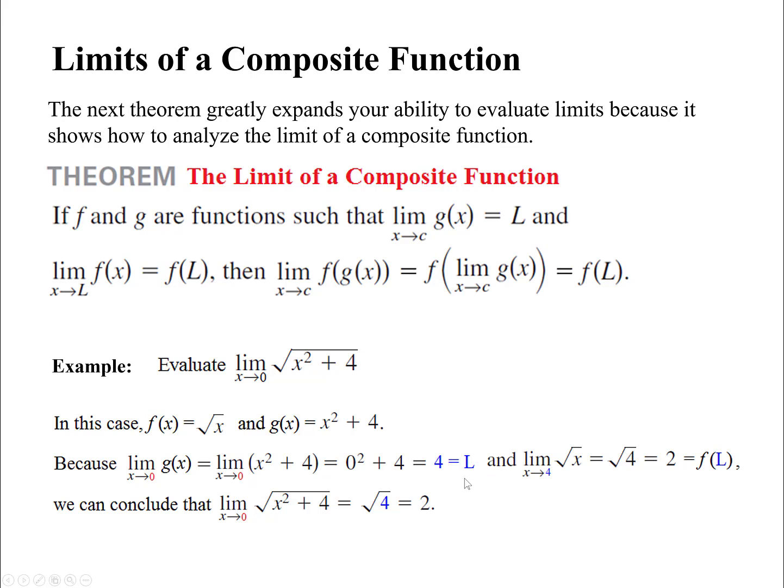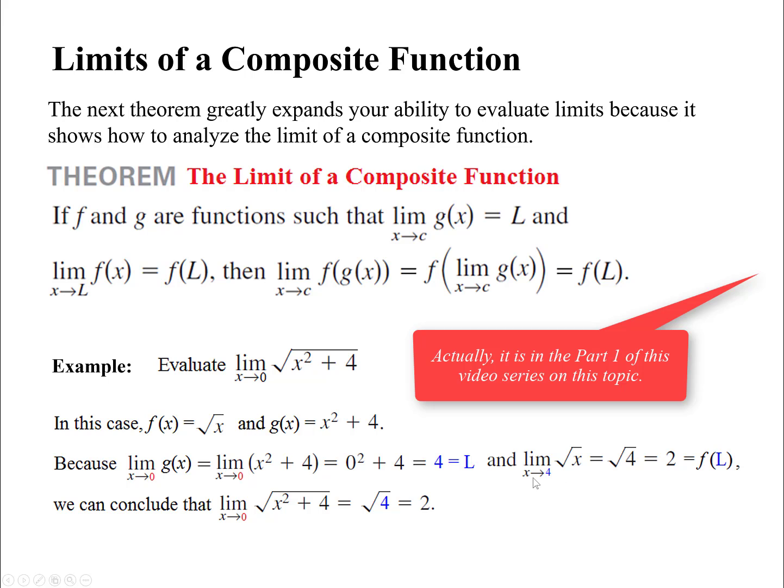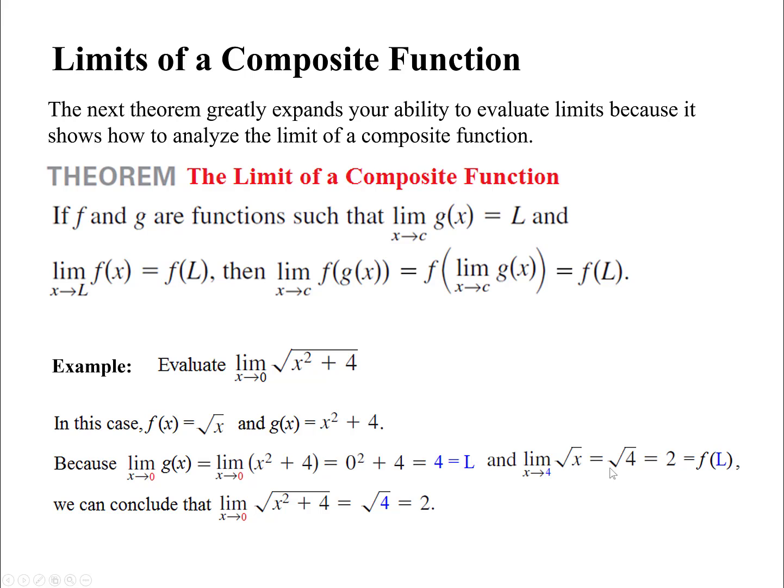And that's the L, so L is 4 in the theorem. Okay, now what we have to do is evaluate the limit as x goes to 4 of the outer function, which is the square root of x. And by the way, that was the previous example that we just discussed a few minutes ago. So the limit as x goes to 4 of square root of x is the square root of 4, which is 2, and of course this is f of 4. Note that f of 4 is 2.